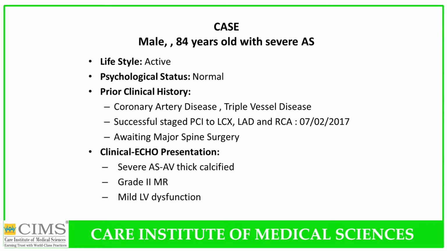This is an 84-year-old gentleman, very active lifestyle, psychologically normal, who had a history of coronary artery disease, triple vessel disease, who had a successful staged PCI to left circumflex artery, left anterior descending artery, and right coronary artery, 7th of February, as a prelude to the treatment of his aortic stenosis. He is also awaiting major spine surgery requiring general anesthesia. This is the surgery time showing 4 to 6 hours. His clinical and echo presentation showed severe aortic stenosis, calcified aortic valve, grade 2 mitral regurgitation, and mild LV dysfunction.